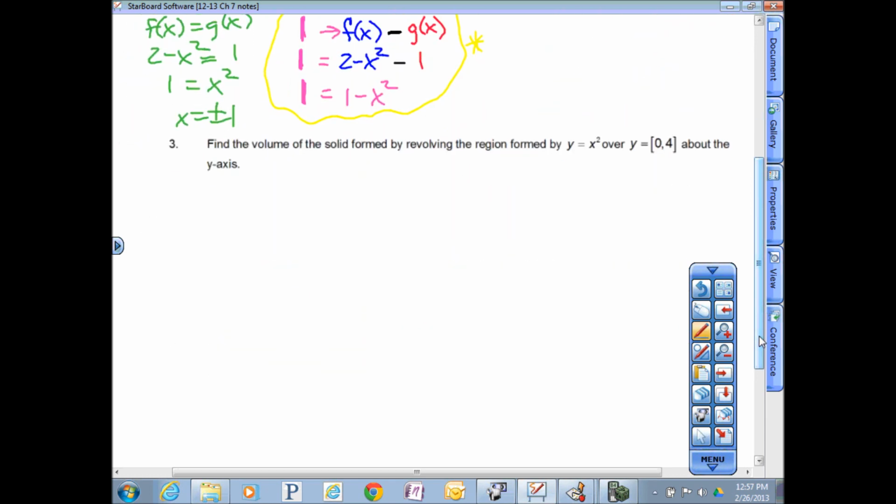Last one. So find the volume of the solid formed by revolving y equals x squared over y equals 0 to 4. Y equals 0 to 4. Uh-oh. Y equals x squared. Y is going from 0 to 4. Well, I'm going to tell you, if I'm doing y's, if it says y equals 0 to 4, then as soon as I set this problem up, I know I'm going to be using dy.